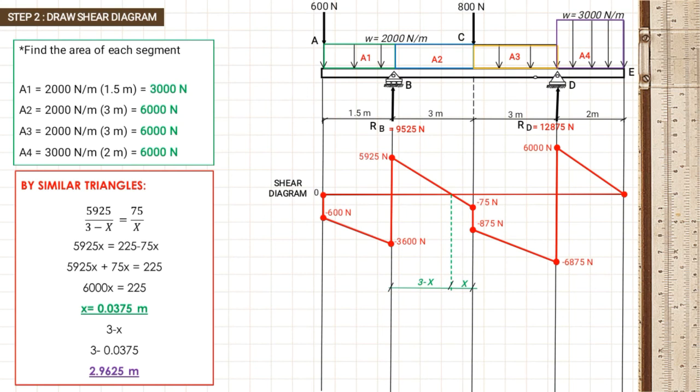So the computed value of x is equal to 0.0375 meters. And by simple subtraction, 3 minus x is equal to 3 minus 0.0375 is equal to 2.9625 meters, and that is the dimension of the bigger triangle, and for the smaller triangle is 0.0375 meter.